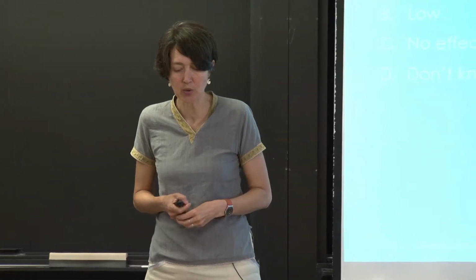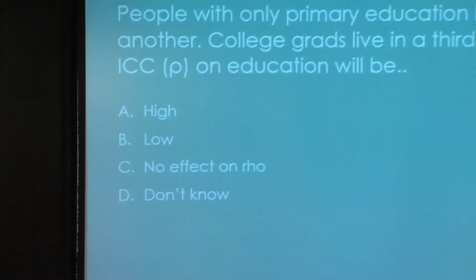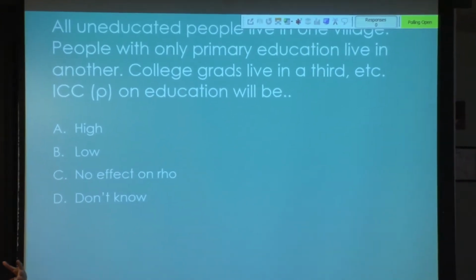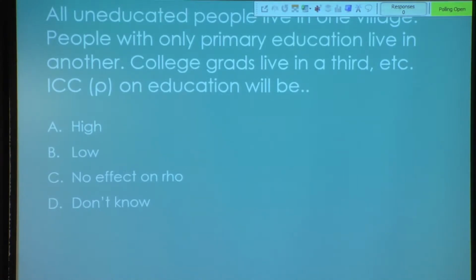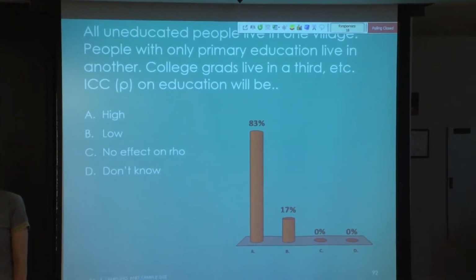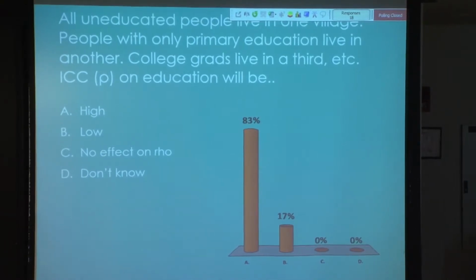So, if we see all uneducated people living in one place, people with only primary education living in another village, and all college graduates living in a third neighborhood, then ICC on education is high, low, or that's nothing to do with the ICC. Yeah, so that's a high ICC.